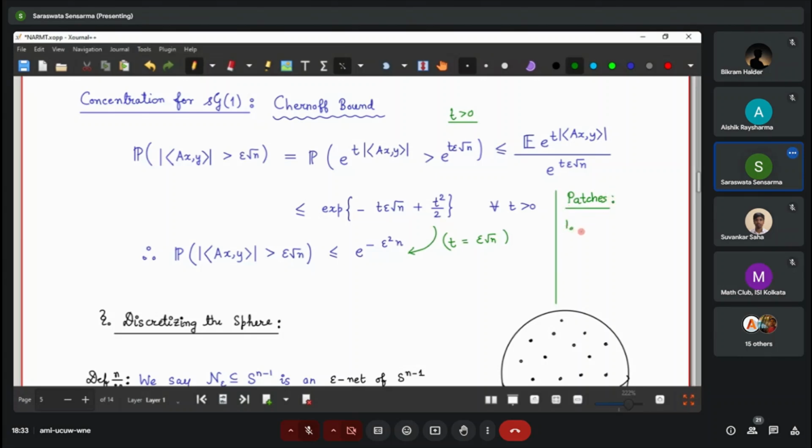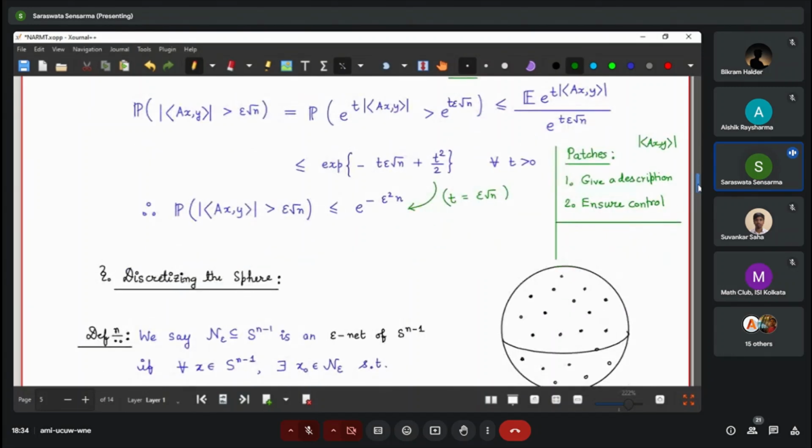So firstly, we need to give a nice description of these patches. Secondly, we would have to make sure that they are sort of far apart and independent and so forth. The main idea is to ensure that controlling this quantity, norm of x y, on one point of a patch would control it over the entire patch. So, ensure control. That's all. These are the two things that we want. So let's first give a description of the patches.